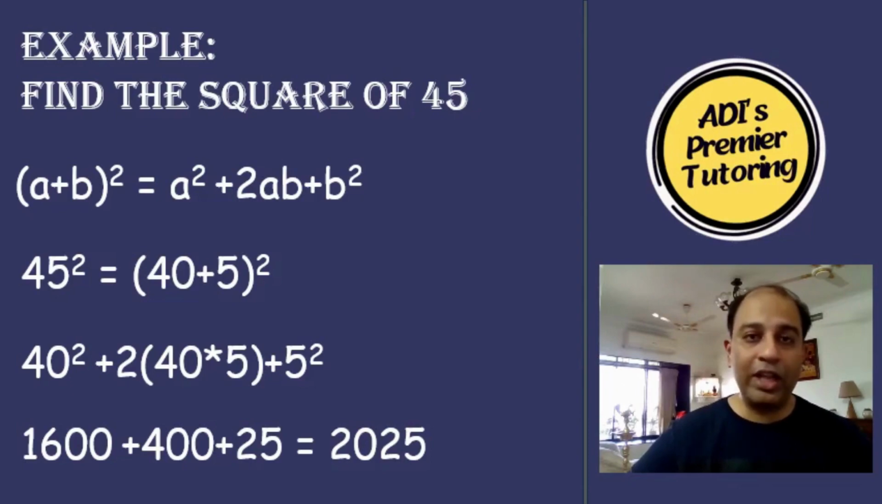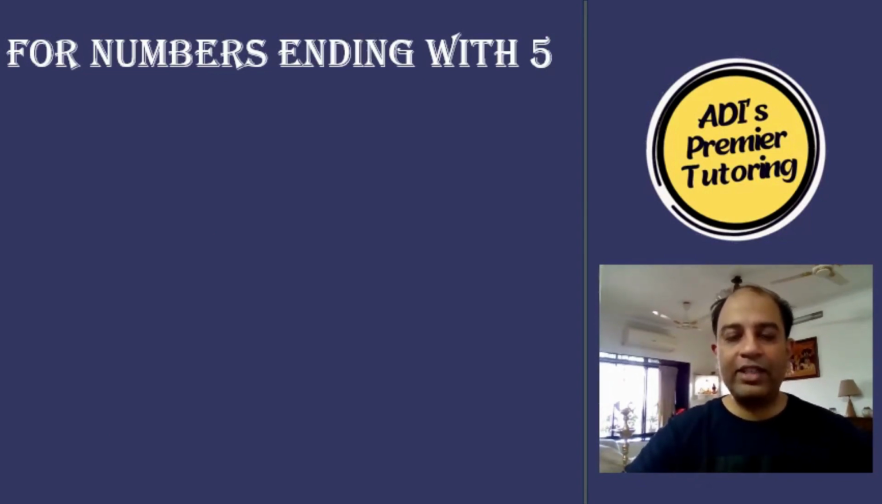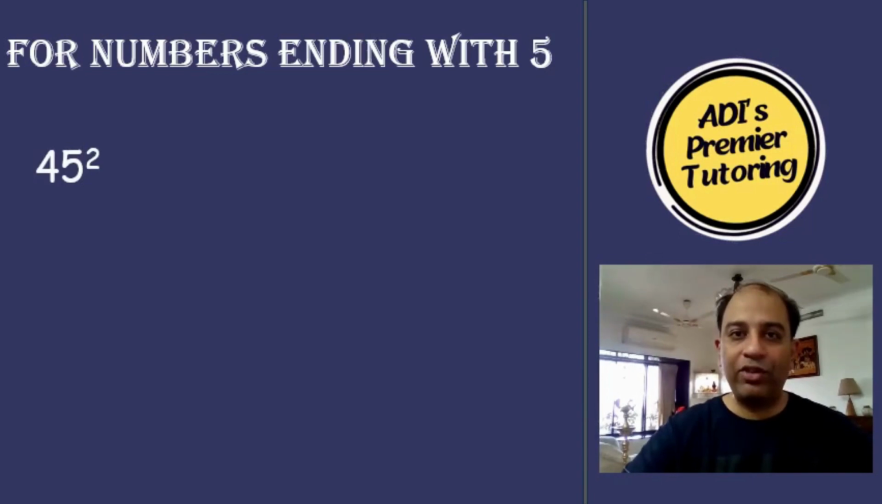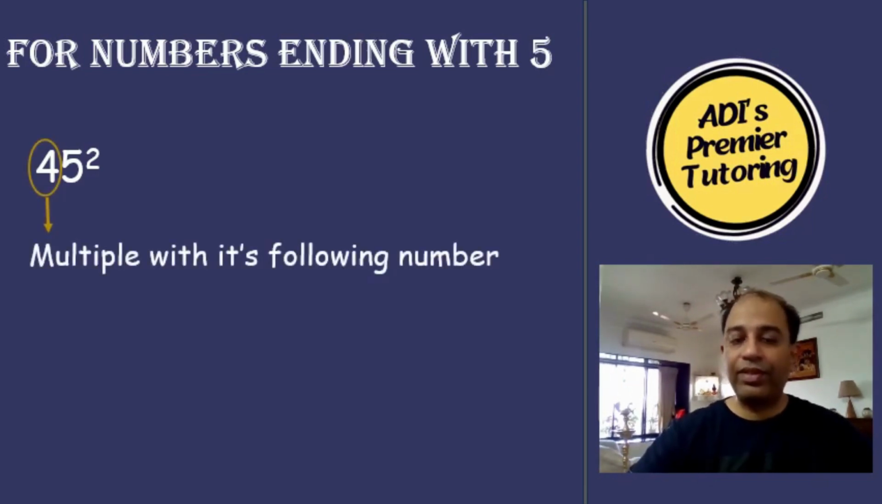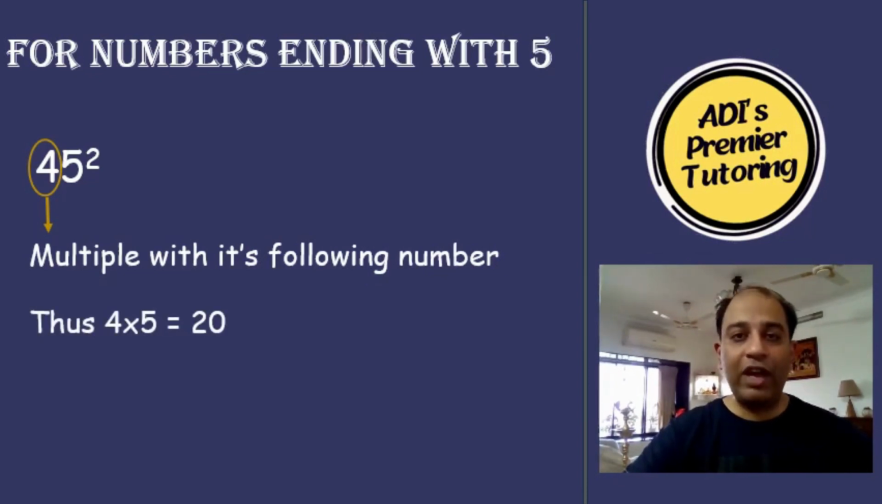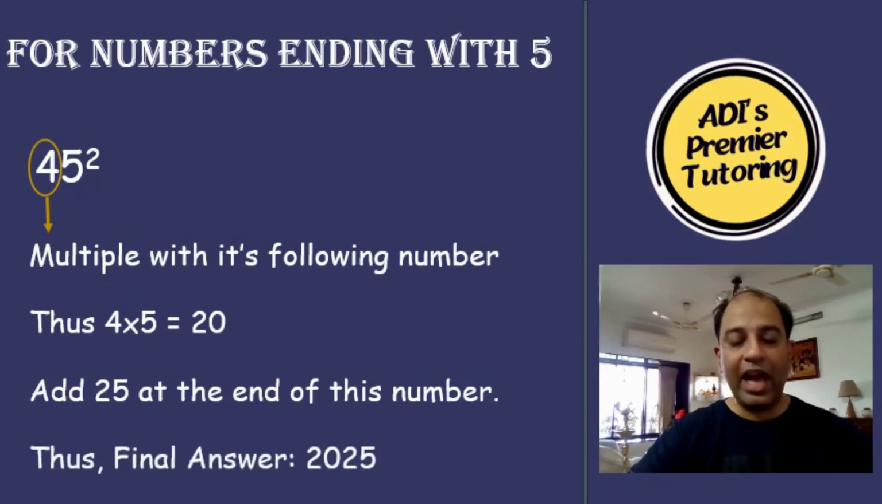Now, I'm going to teach you a simple trick for numbers ending with 5. So let's start with our example 45 square again. Over here, instead of doing the big calculations, we're just going to multiply 4 with its next consecutive number, which is 5. So we get 4 into 5, which is 20. Then we're just going to add 25 at the end of this number. Thus, we add 25 after 20, and we have our answer 2025. Isn't this great?